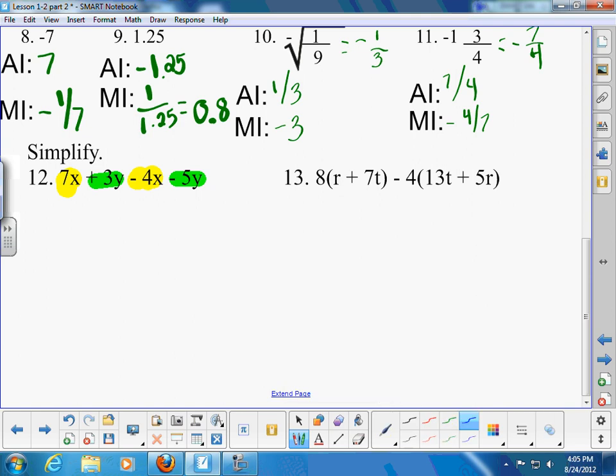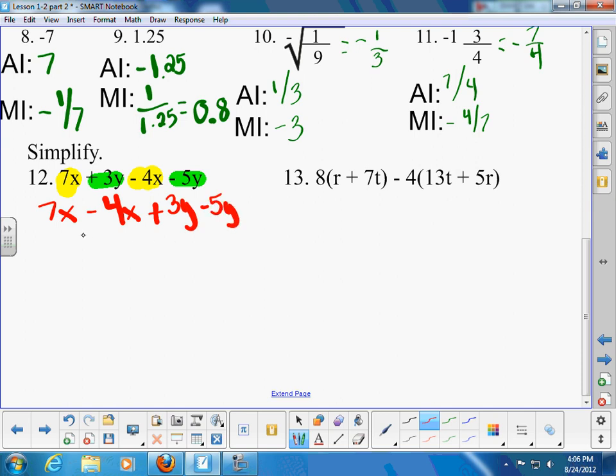Since we've identified the like terms, we can use the commutative property to rearrange our problem. Let's put the x's together first. 7x minus 4x, remembering that when we are rearranging and we're using that commutative property, the sign in front of that term sticks with that term. So the 4 was negative up here highlighted. When I rewrite it in the red, it's still negative. Then the y's. Plus 3y minus 5y.